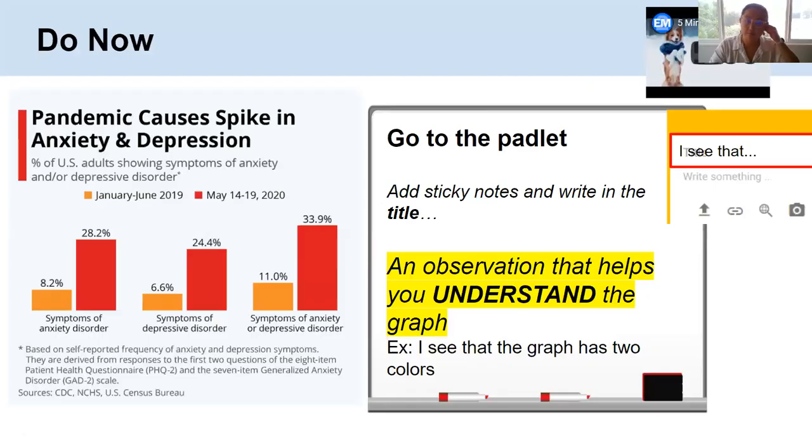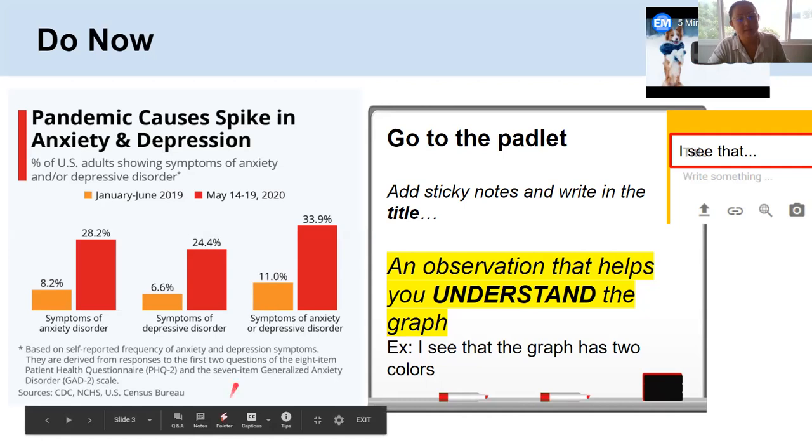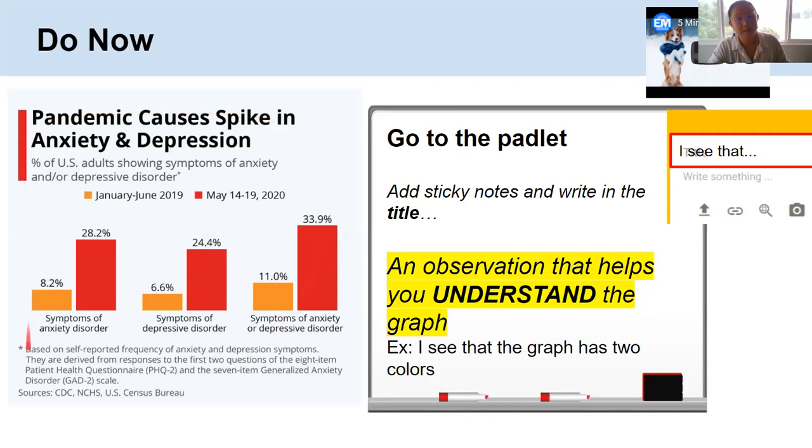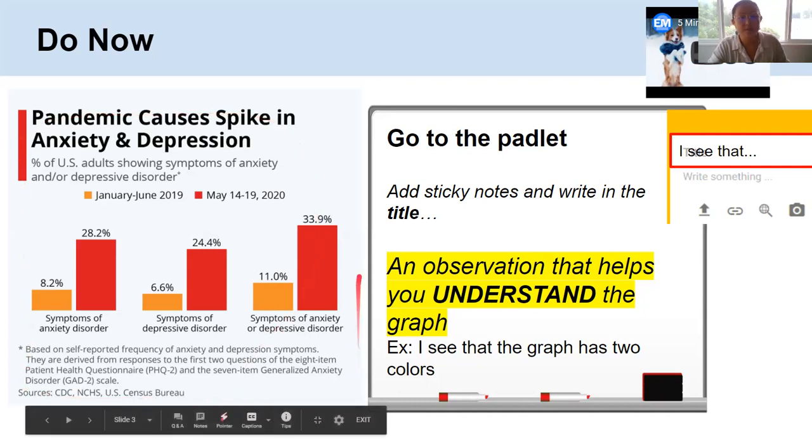Okay, so what we did in class was we went to a Padlet, which is linked in your science notebook. But unfortunately, if you are watching this asynchronously, you will not do this. So basically, I want you to think about observations that you are making about this graph right here that helps you understand the graph. Like, what are some observations you're thinking about that helps you understand?